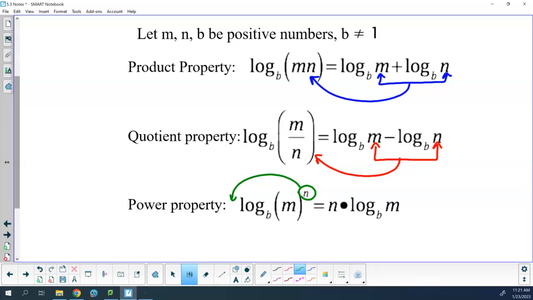Okay? Now, of these three properties, the one that you're going to use the most is going to be the product property. The one that you're going to use the next most is going to be the quotient property. The one you use the least is the power property. Okay? So, how do we utilize these properties?